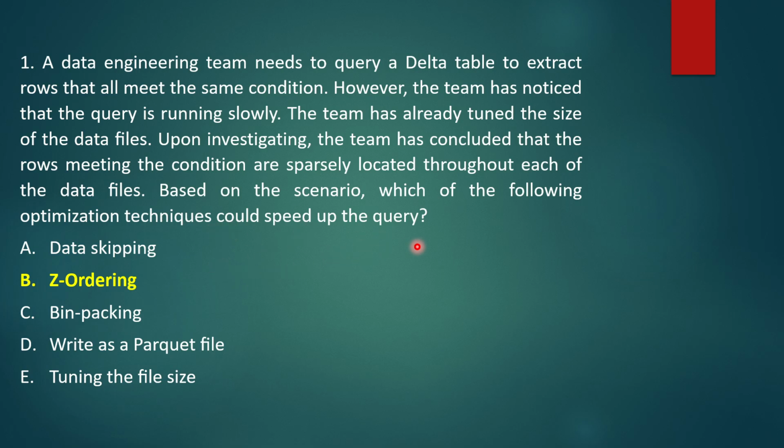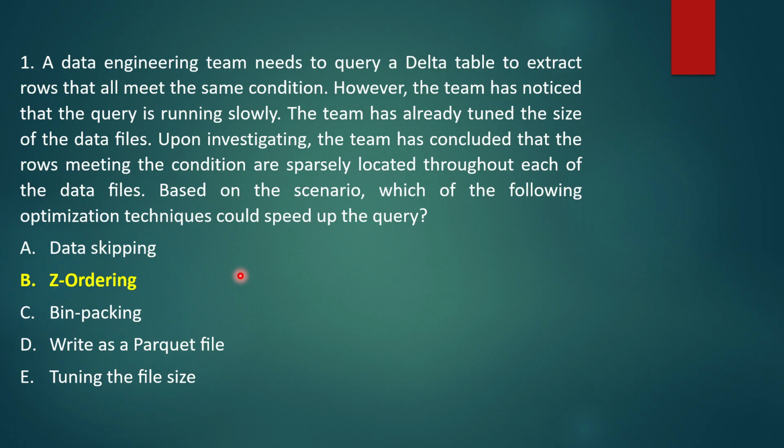Based on this scenario, what is the main problem here? The main problem is the data files are not helping the query performance because the relevant rows are spread out across many files. As a result, the engine must scan a lot of unnecessary data to find matching rows. So the main goal here is to speed up the query by clustering similar rows together so that only the relevant portion of the files is scanned. The given options are data skipping, Z-ordering, bin packing, writing as a Parquet file, and tuning the file size.